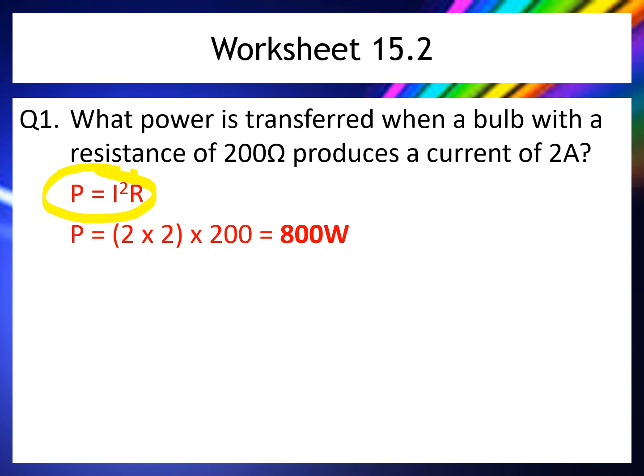Again, we write out the equation just as I've done here, and then we're going to put the numbers in underneath. We don't know power. We know that current is 2, but we must remember to square it. You'll see here, I tend to put it in brackets so I don't forget to do the squaring bit. That's the most common mistake made. Then we multiply it by 200 and we get an answer of 800 watts.